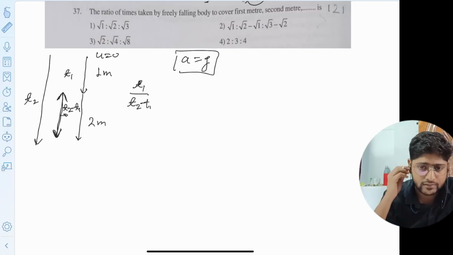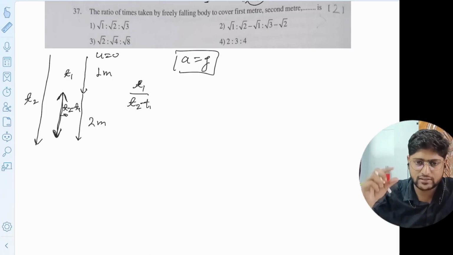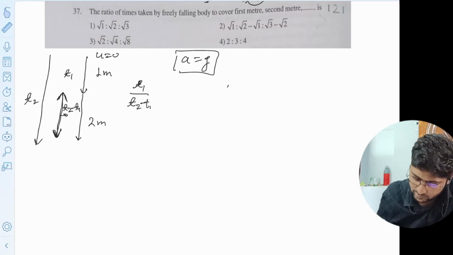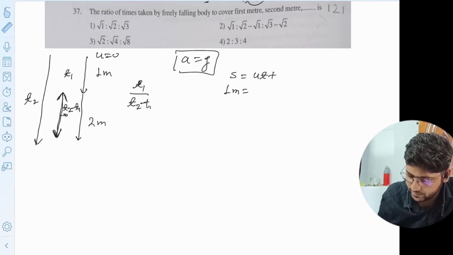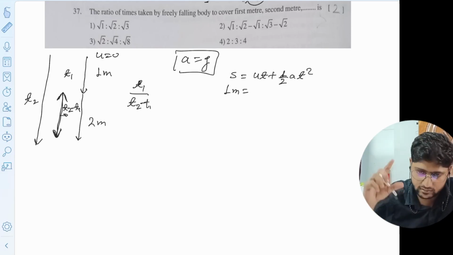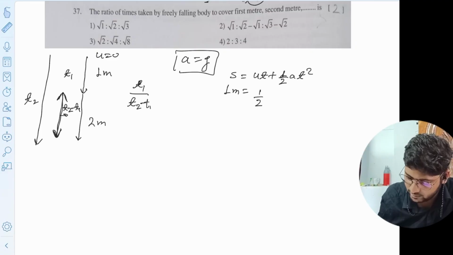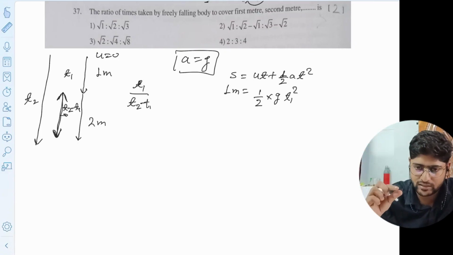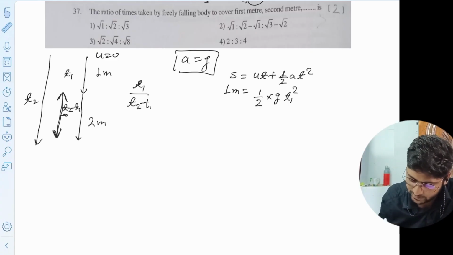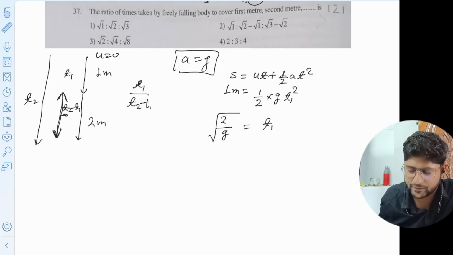So what will be T1? The first distance covered is 1 meter. Apply the formula s equals ut plus half at square. For 1 meter, u is 0, so 1 equals half into g into T1 square. The 2 goes to the other side, so T1 equals the square root of 2 divided by g.